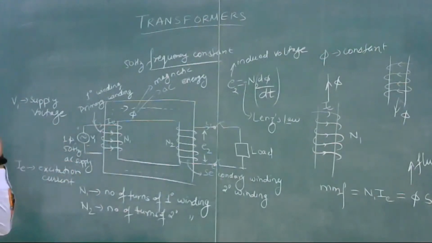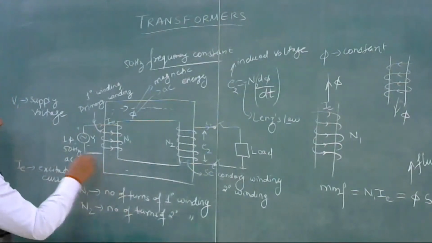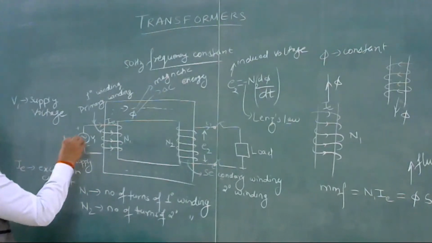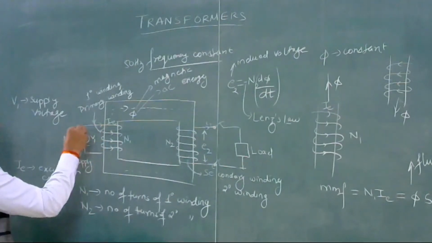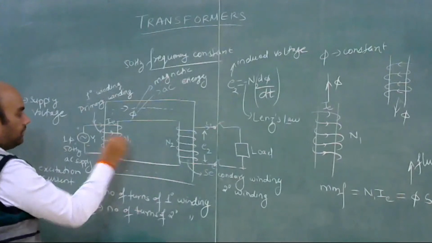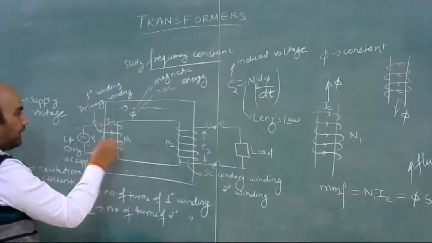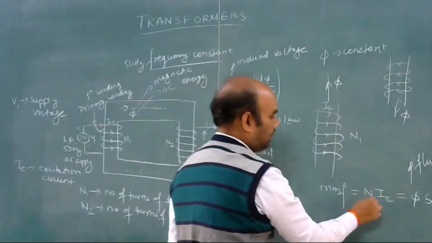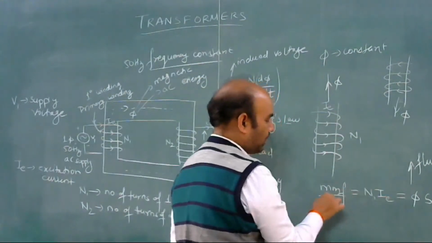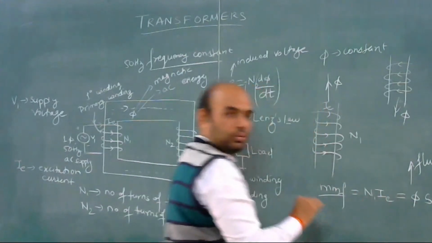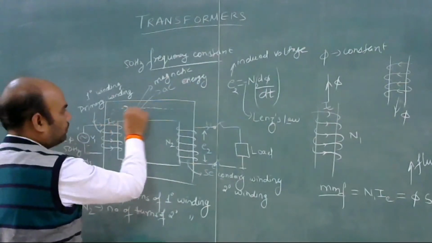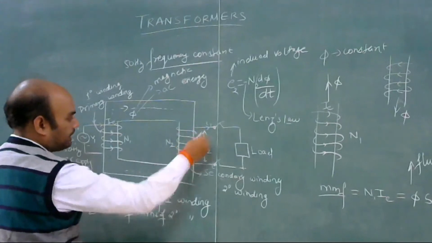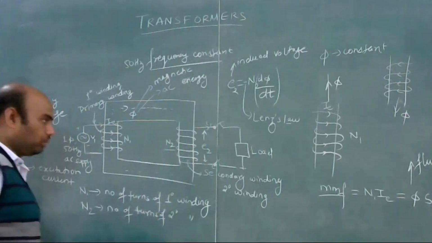I will recall the whole process. First, AC voltage is supplied to the primary side. This is voltage ±V1, and this has N1 turns. So current I will flow through this winding. So this is IE into N1, which gives rise to MMF, and this will produce a flux. The flux will flow in this core, and it will cut the secondary winding, which has N2 turns.